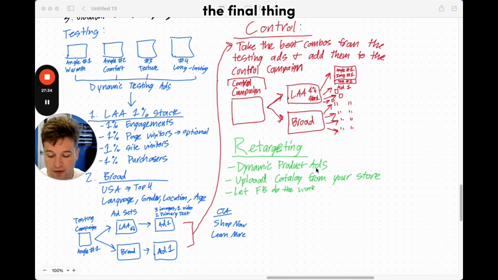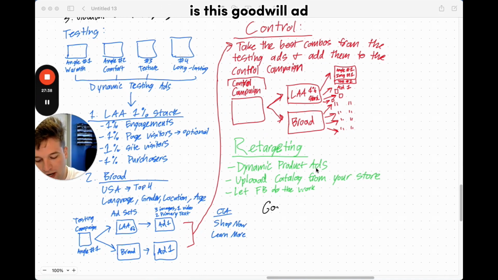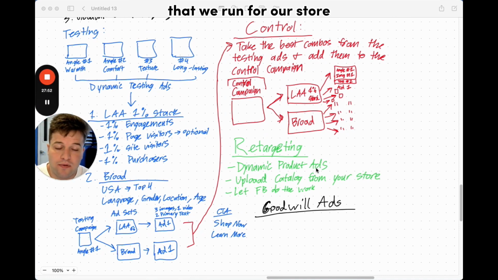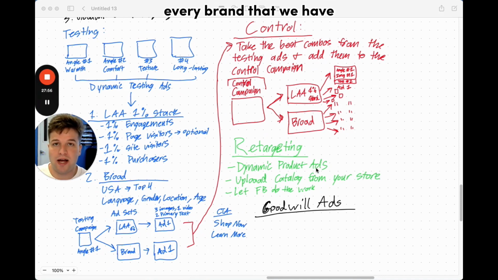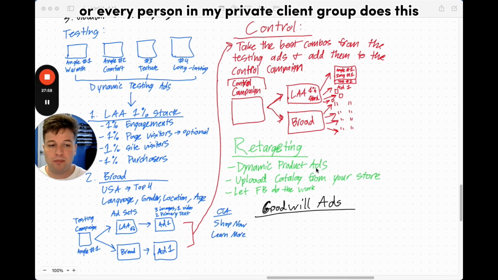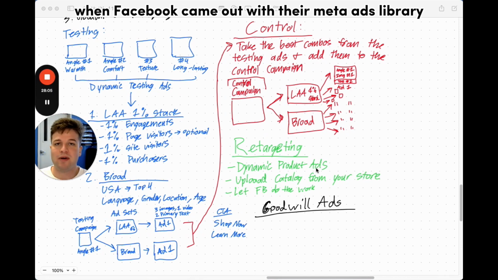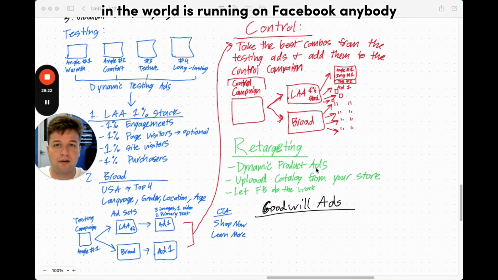So then the final thing that we have to talk about is this goodwill ad. Goodwill ads are 3 different types of ads that we run for our store, okay? And this is for actually every brand that we have, every private client group every person in my private client group does this, and it crushes. And the reason why is because when Facebook came out with their meta ads library, it allows you to look at the ads that every single person in the world is running on Facebook. Anybody.